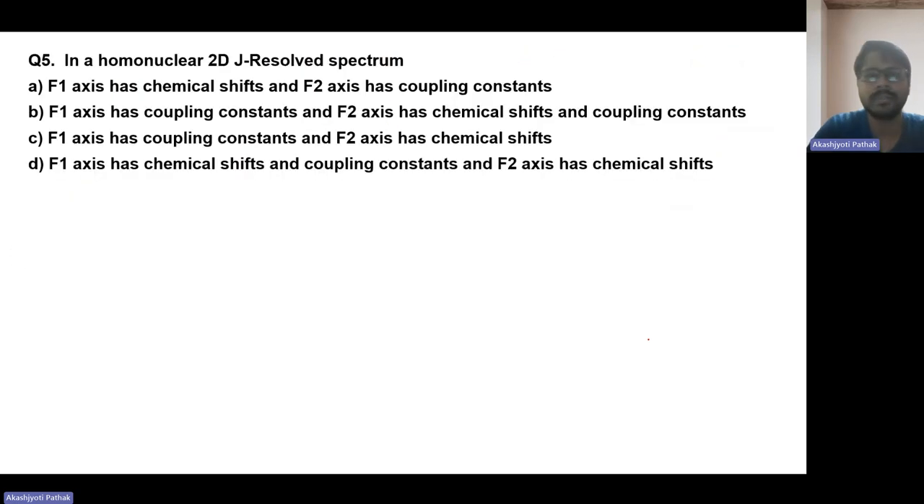Now, given this hint, try to solve this question. So it is a homonuclear 2D J resolved spectrum. So in the 2D J resolved spectrum, we are separating the chemical shift information and the scalar coupling information. Right. So here the options, the F1 axis and F2 axis, have been jumbled. So we have to identify the correct option. I'll give you 2 minutes. Try to answer this question.